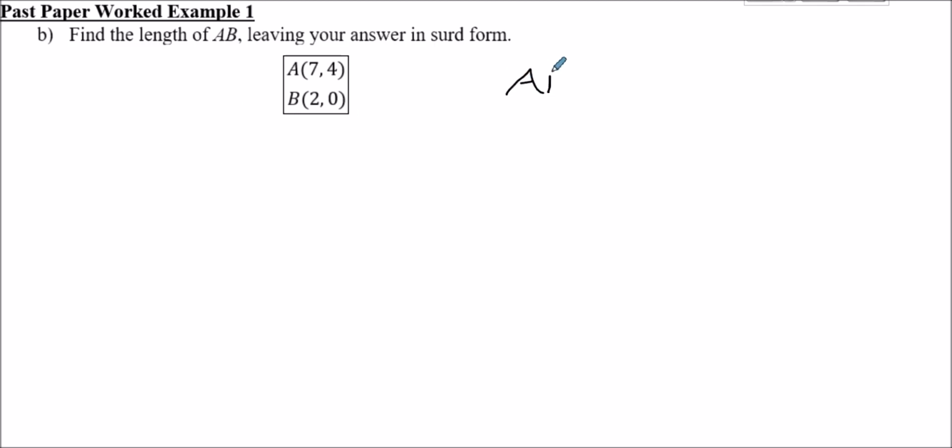So from A to B, that's going to be the square root of the distance in between the x coordinates. So the difference in between 7 and 2 is 5. The difference in between the y coordinates, between 4 and 0, that's just 4. So AB is going to be 5 squared plus 4 squared. 5 squared is 25, 4 squared is 16, so AB is the square root of 25 plus 16. In other words, AB is root 41, and leave it in exact form.